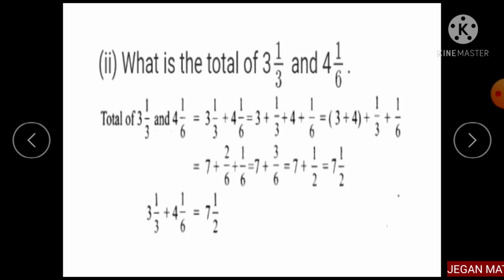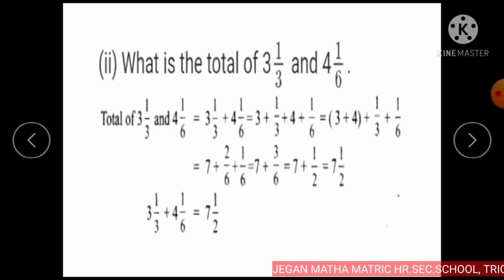So we find the same denominator 6. So 1 by 3 becomes 2 by 6 and 1 by 6 stays as 1 by 6. Now we have the same denominator, so we add only numerators. So 2 plus 1 by 6 equal to 3 by 6.